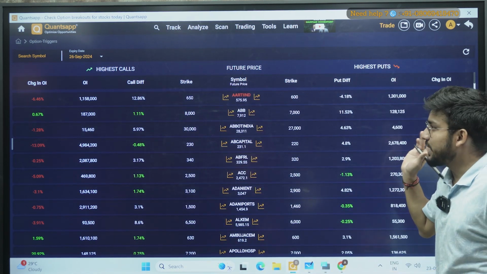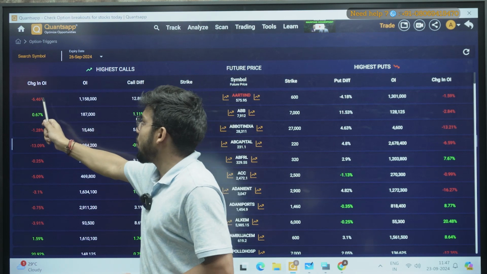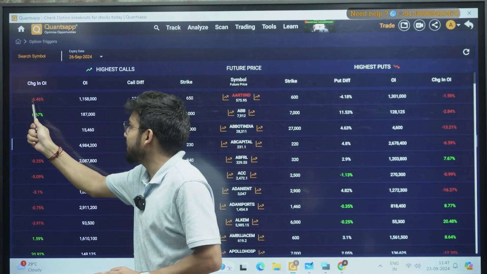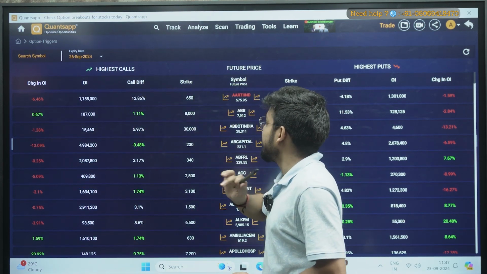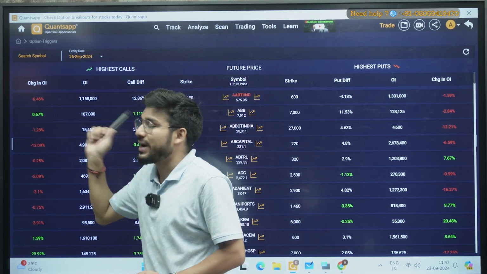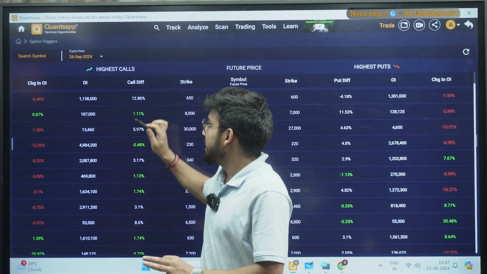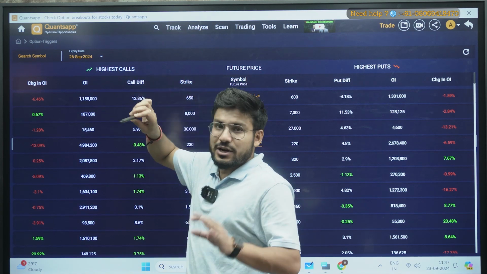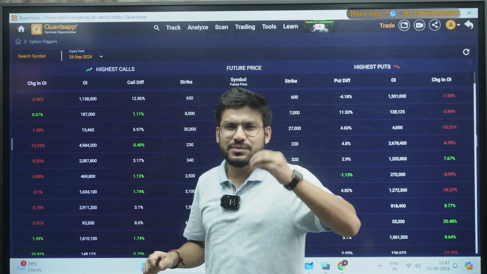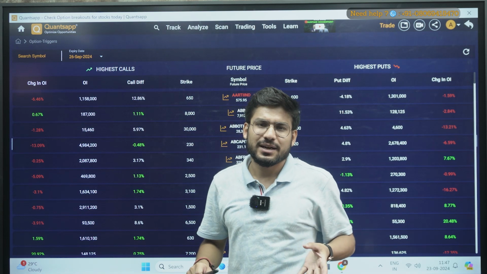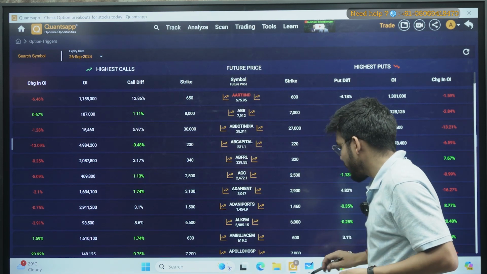this section. Whenever your change in OI is negative, as you can see here in Aarti Industries, I can see my change in OI is negative. It means there is a certain level, and from that level some sellers are taking exit, right? I'll show you how.